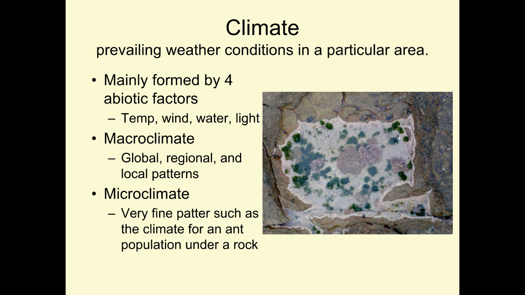Climate. Climate is made up by the abiotic factors. Climate is the long-term weather patterns. If you look outside, you don't see climate, you see weather. If you measure the weather over longer periods of time, you can get a picture of climate. So climate is long-term weather. Temperature, wind, water, light. We can have macroclimates. We're very used to looking at macroclimates. That's what the news is talking about. Macroclimates, climates on a larger scale. However, there are microclimates as well.